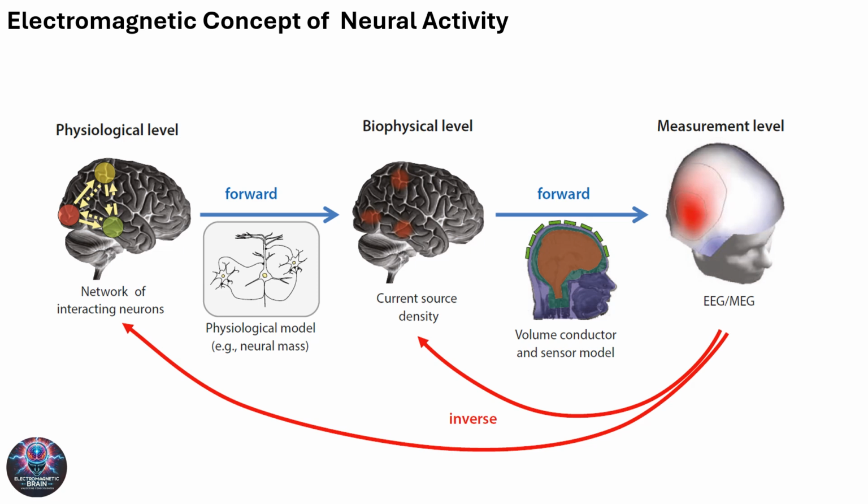The forward problem involves modeling how neural activity generates EEG or MEG signals. By knowing the source configuration, such as the location and orientation of neuronal currents, the forward problem predicts the expected signals at the electrodes or sensors.